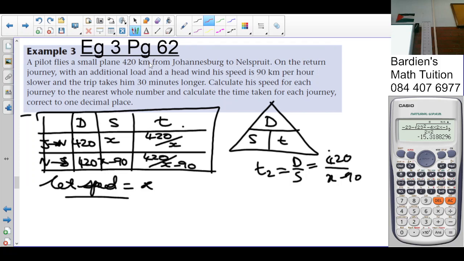Okay. So here we are told slower and the trip takes 30 minutes longer. It takes 30 minutes longer. Which means to say, if I subtract the larger time, the bigger time, minus the smaller time, it should give you an answer of 30 minutes. Why? Because the difference between the two is 30 minutes. Does it make sense? So, which one takes longer? Johannesburg to Nelspruit? Or Nelspruit to Johannesburg? Nelspruit to Johannesburg. Okay?